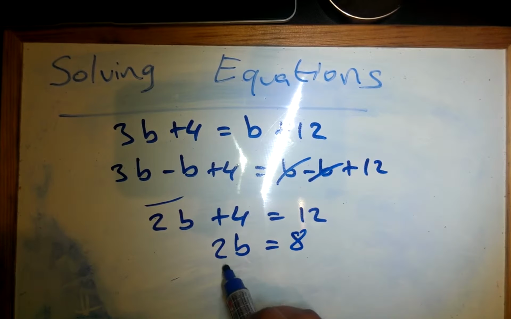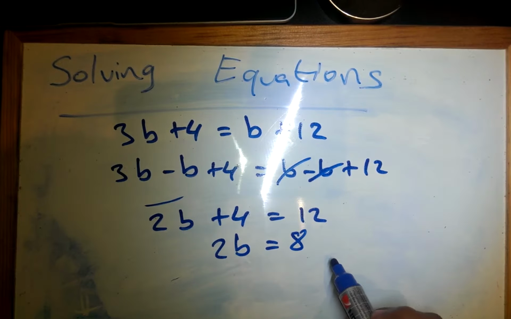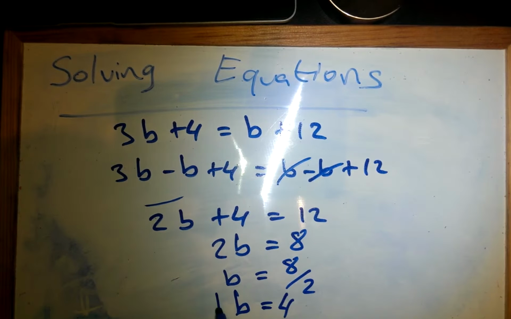And now we still have an integer here, and this integer is acting as a multiplier. So this is 2 times b equals 8. So to get rid of that, we have to divide by 2 on both sides. 8 over 2 equals 4.